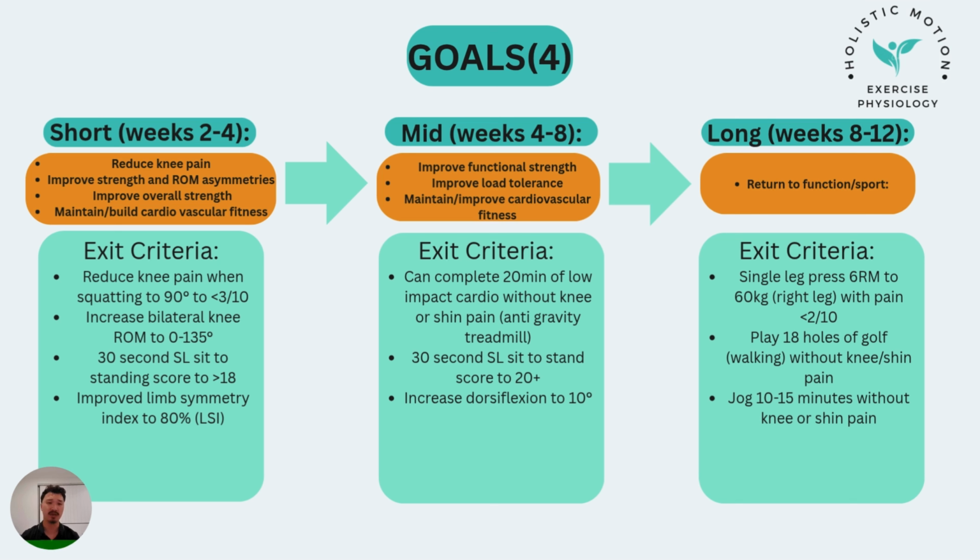The goal of the medium phase is to build upon the exit criteria of the short phase with the addition of low impact cardio, ideally the anti-gravity treadmill, to prepare him for his return to jogging, and increase his ankle dorsiflexion range to 10 degrees or more, as this will allow greater gait pattern and reduce toe drag while running or walking. The goal of the long phase is to improve overall lower limb strength and achieve the client's goals and be able to return to work, golf, and jogging without pain, or at least pain below a 2 out of 10 on the VAS scale.